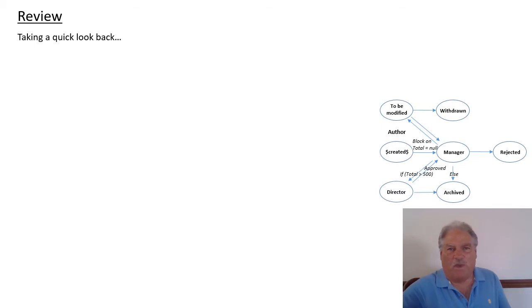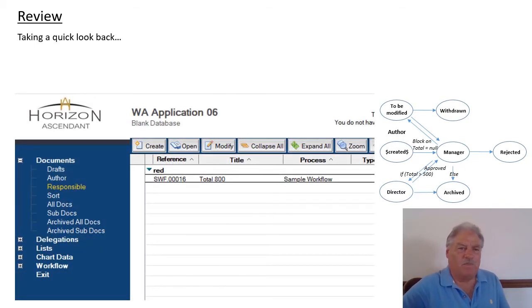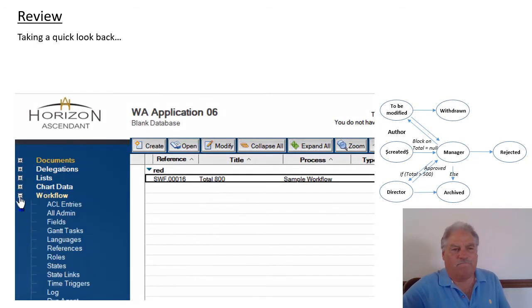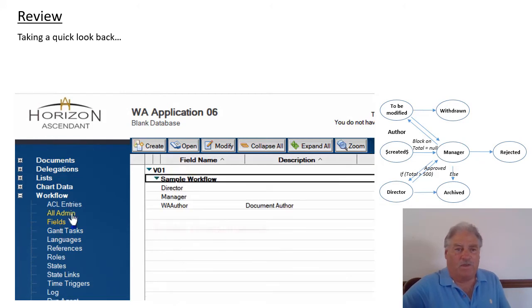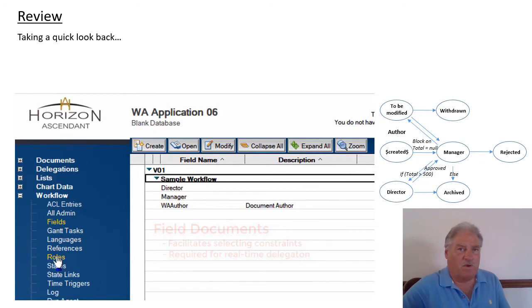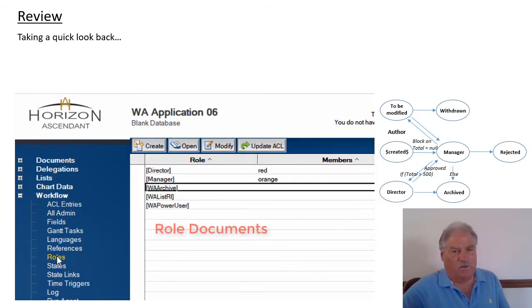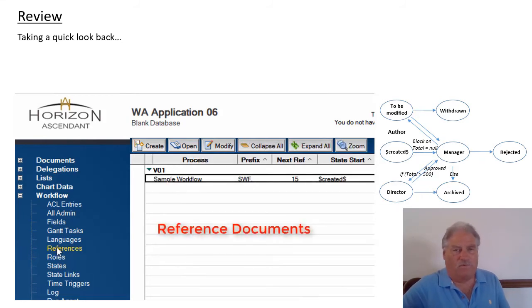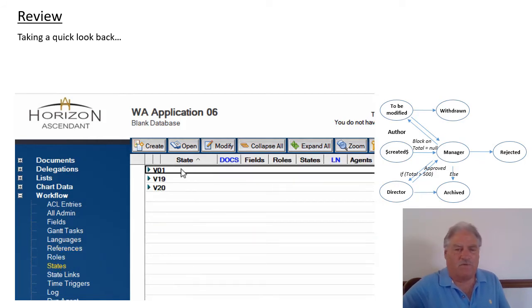So just taking a quick look back at what we've just seen, we started looking at field documents. Not only do they help in selecting in the state documents, but we do require that for real-time delegation. We don't address that here. Role documents, we're assigning users to roles. It's one way of doing it. Reference documents, same idea. We're assigning references.